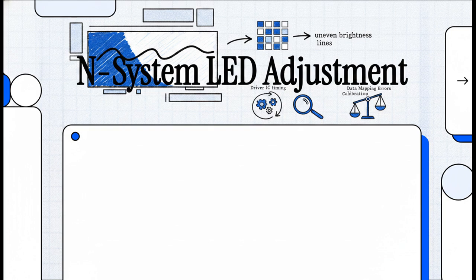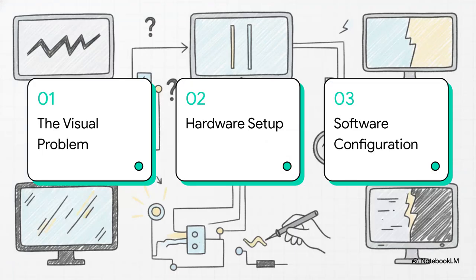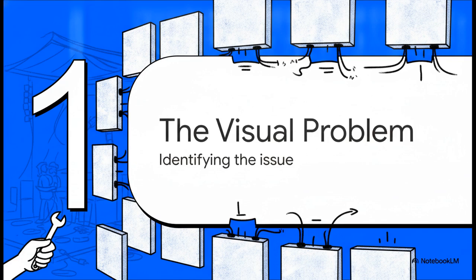We're going to focus heavily on dark and bright line adjustment. This is a totally critical skill for correcting those uneven brightness lines across LED displays, which, as we'll see, usually pop up due to driver IC timing issues, data mapping errors, or calibration mismatches. So here is our roadmap for today. We are breaking this down into three simple parts. First, the visual problem itself. Second, the hardware setup. And third, the software configuration. All right, let's jump right into section 1, the visual problem.